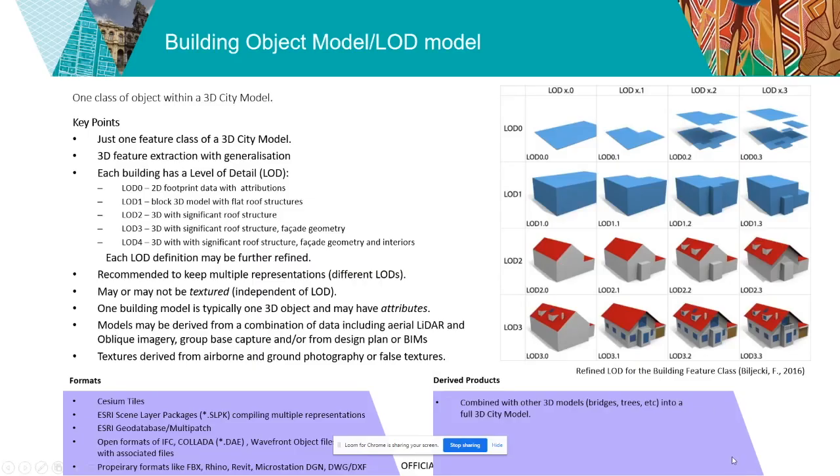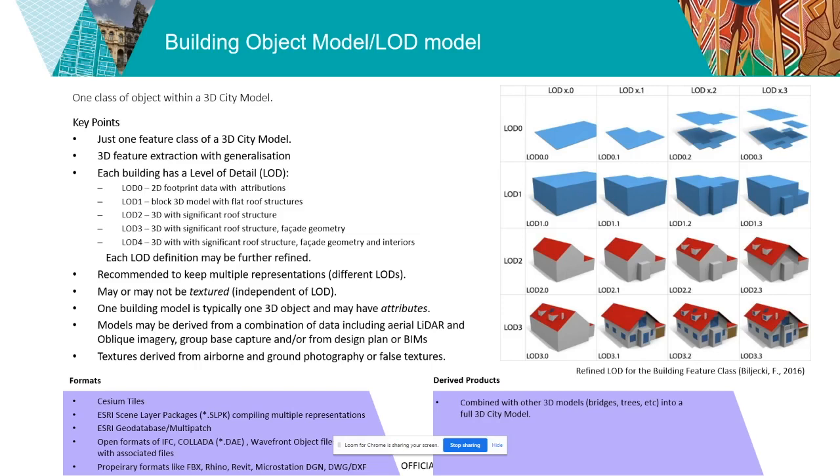LOD models are just one component of a city model. There are other classes, including things such as bridges, tunnels, or street furniture, and all these different classes follow a similar level of detailed description as on the right. The first row are the LOD0 models. These are the 2D building footprints or outlines.